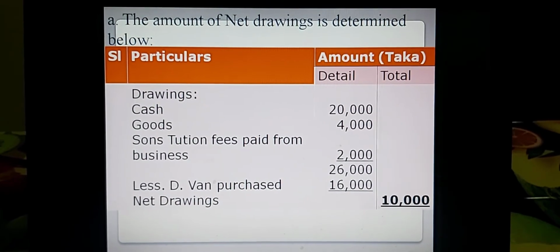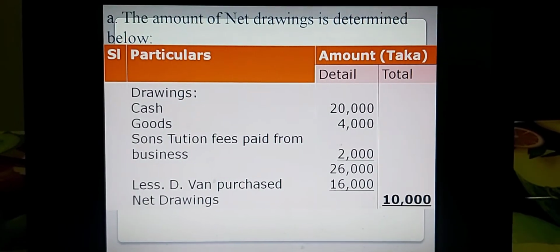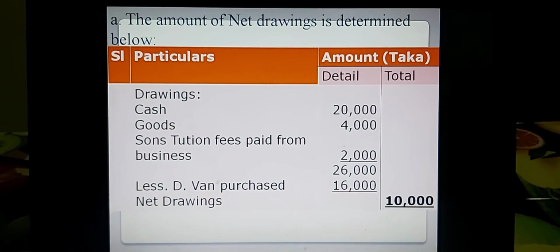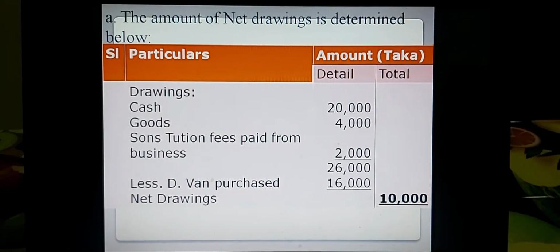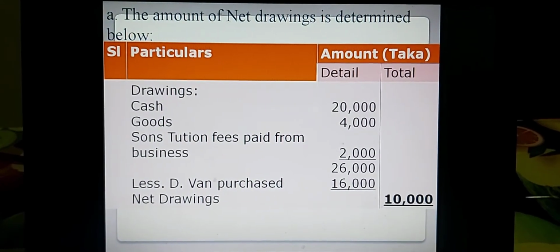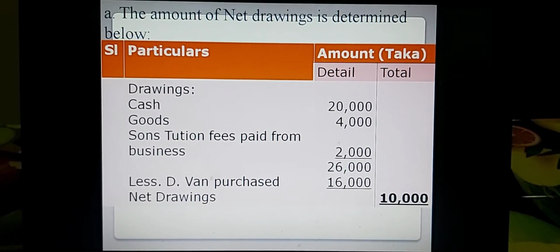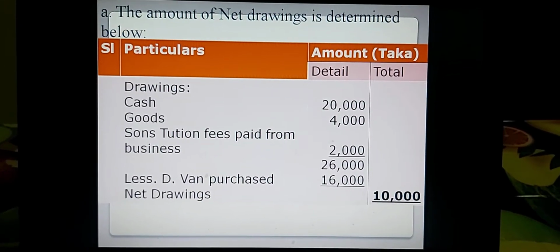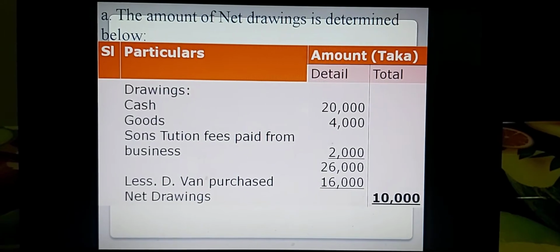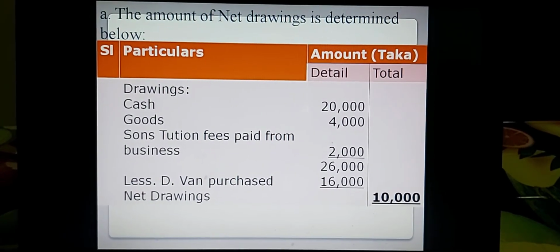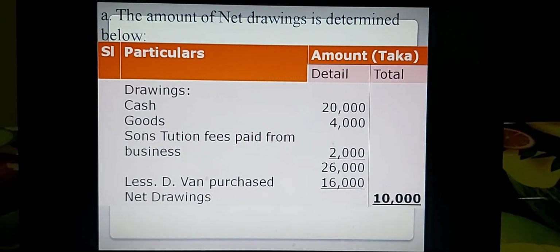But in the stem other information is available. From the total drawings amount, they bought a new delivery van purchased with the amount of taka 16,000. So this amount is to be deducted from the total drawings.